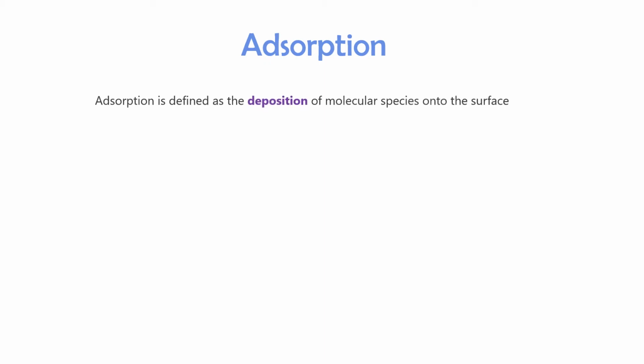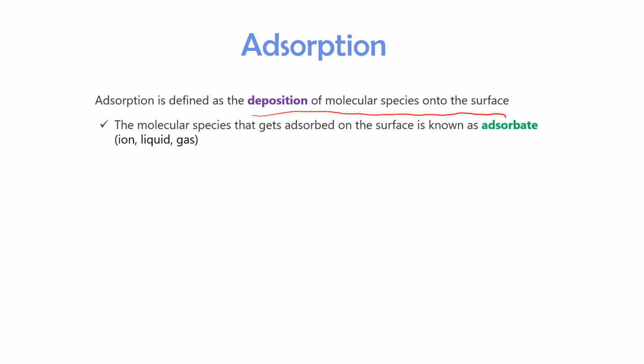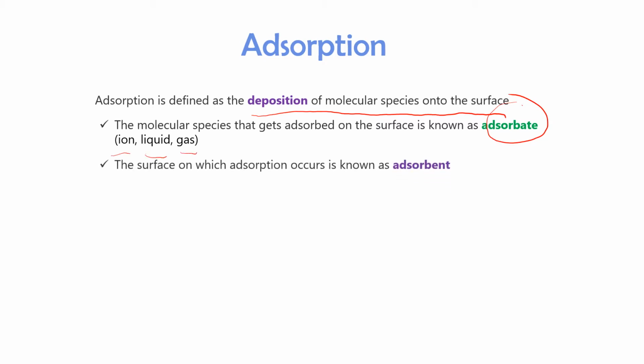Adsorption process is defined as the deposition of molecular species onto the surface, and the molecular species that gets adsorbed on the surface is known as adsorbates. So the adsorbates can be ion, liquid, or gas. And the surface on which the adsorption occurs is also known as adsorbent.